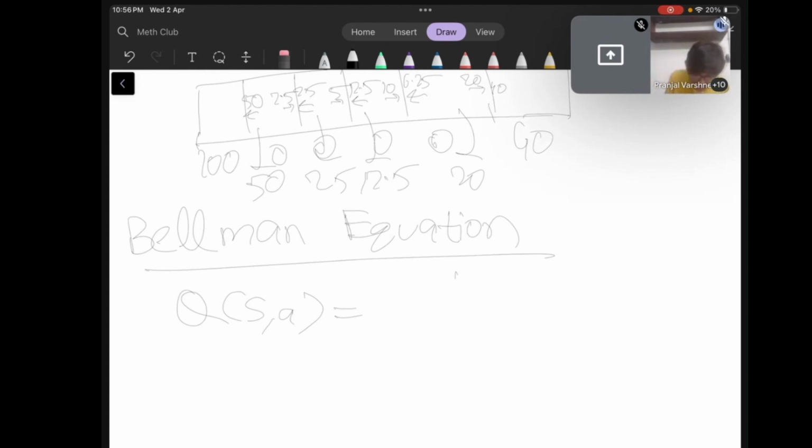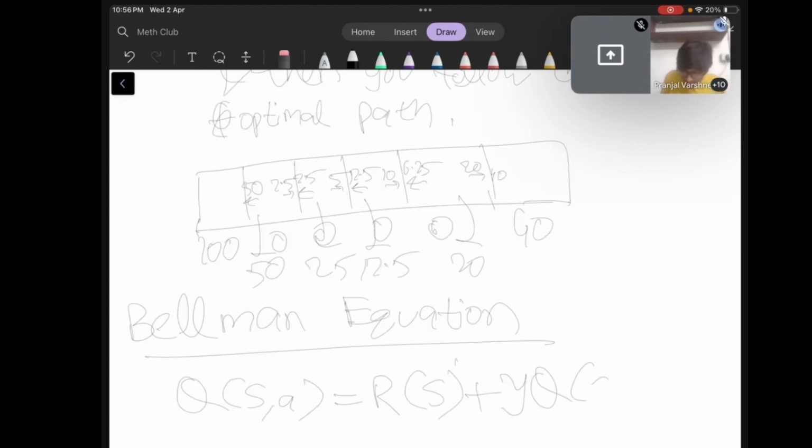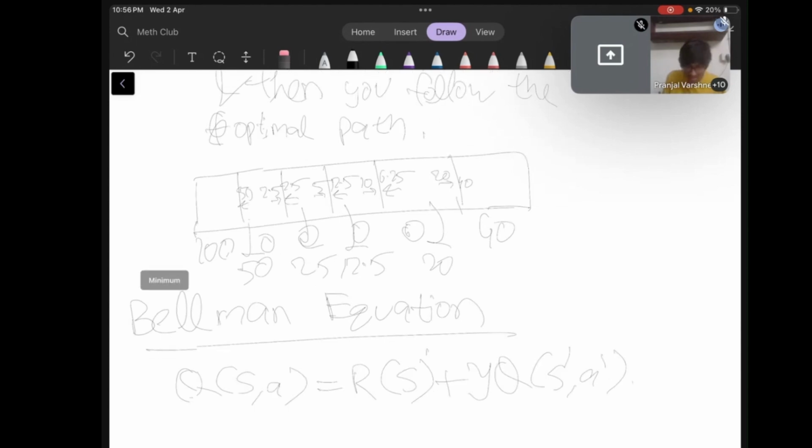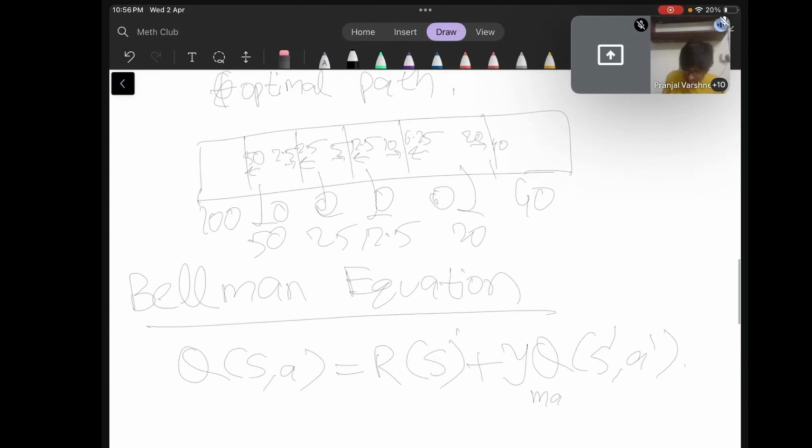Okay, Q of S comma A is the return that you get, the reward that you get at state S, right? And then plus gamma times the Q of S dash comma A dash, max over A dash. Do you guys understand this equation? Basically, suppose you're at state S, you take action A, you collect the reward. This is my reward at state S.